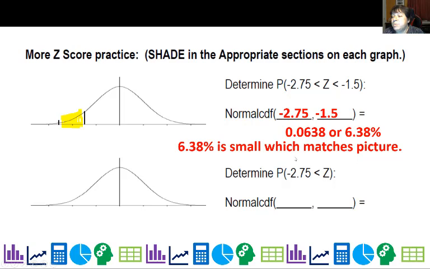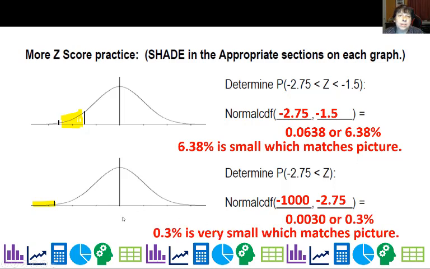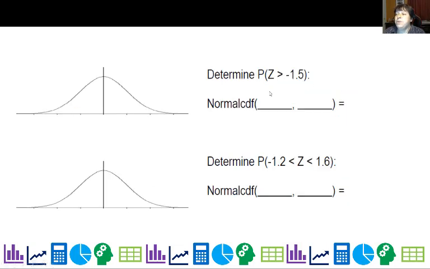If I'm doing negative 2.75 is less than z, there it is, and I'm really looking over here. So I'm going to do negative 1,000 to negative 2.75, which is a really tiny number of 0.3%. It's very small, and it does match our picture, so that looks good. If I want greater than negative 1.5, there it is. This should be a big number, more than half, in fact, most of it. And if I put those two numbers in the calculator, I find out it's 93.3% of the area.